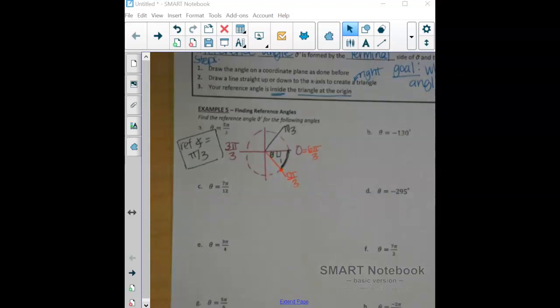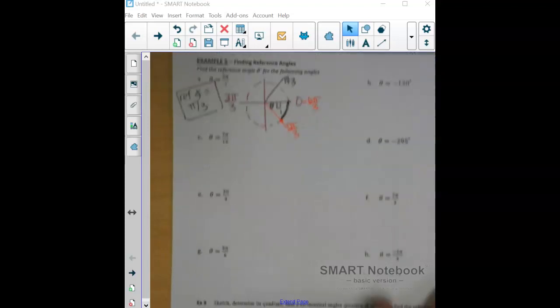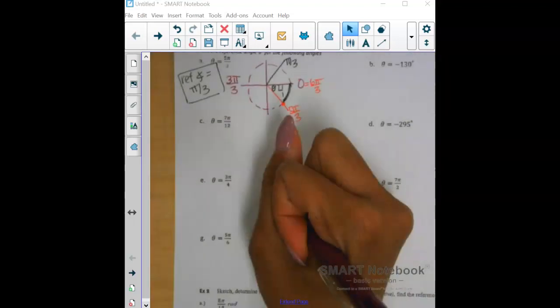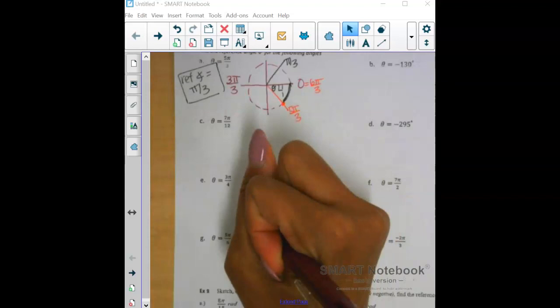So I know you're like, Ms. Tapia, this doesn't make much sense. Okay, let's look at a couple more, and after the next two, it should make a little more sense. Let's look at letter E. There's methods to my madness. Let's look at letter E.